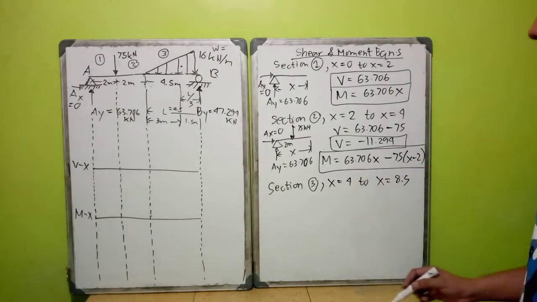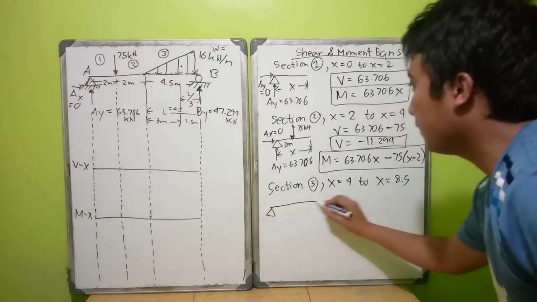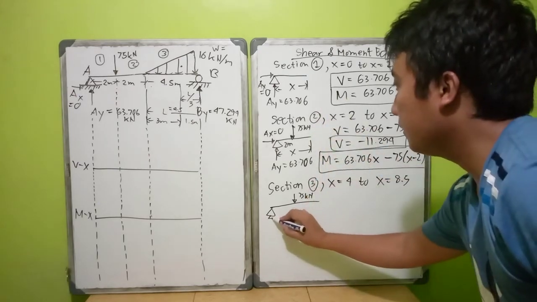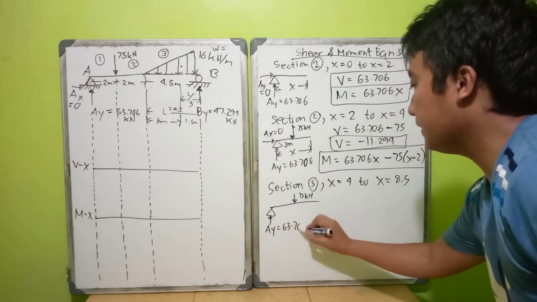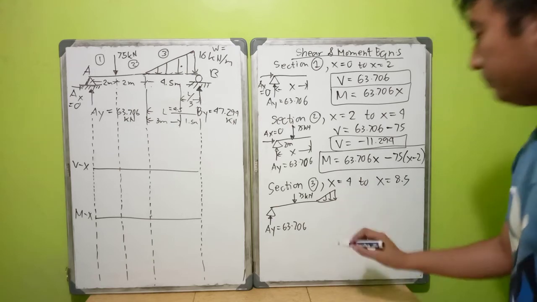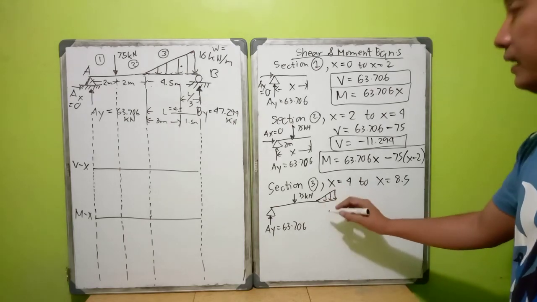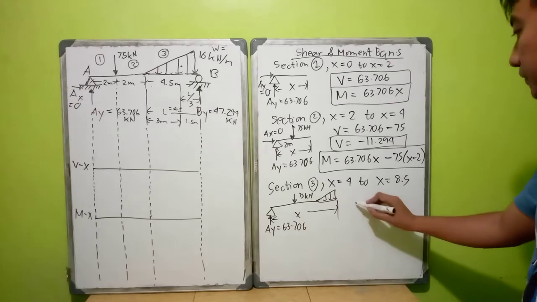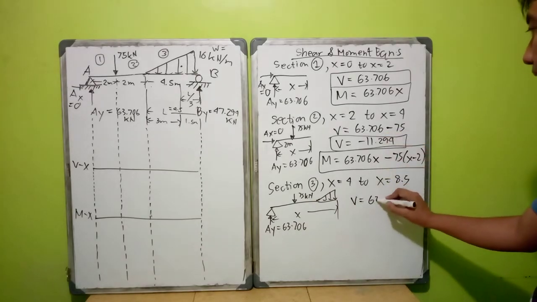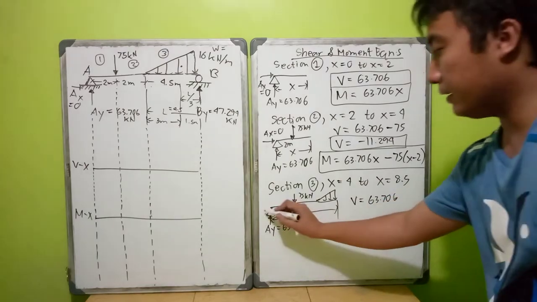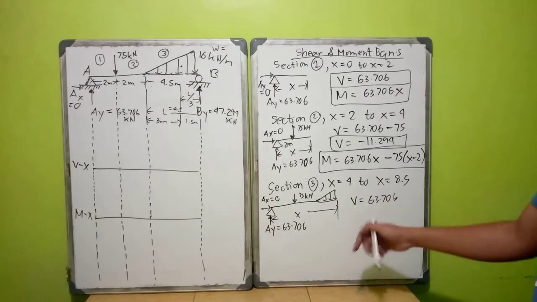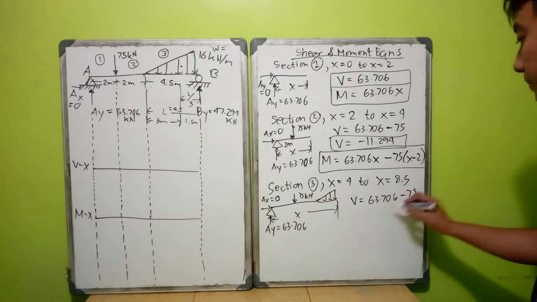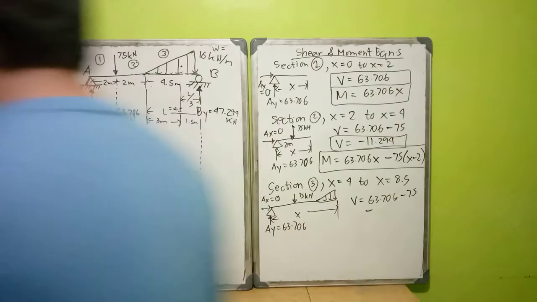So if this is the case, this is already our drawing. We have 75 here, then we have AY equal to 63.706. Then we start our diagram, which is a triangular load. So this is any value x. Our V here is equivalent to 63.706, the reaction here. We do not include the AX equals 0 because it's already 0 and it's horizontal. So only the vertical: 63.706 minus 75 minus, what shall we do when triangular?